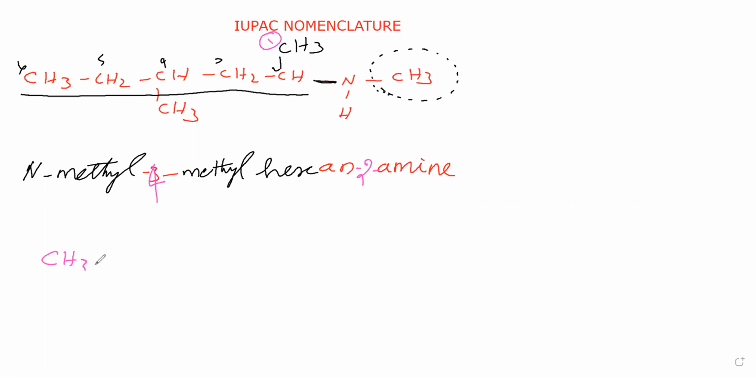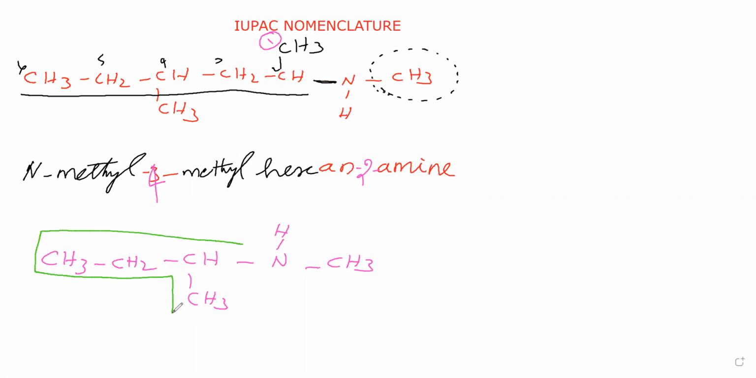Next compound we will take. We are taking CH3CH2CH3NHCH3. Like this compound we will take. For this, how to say the name, we will see. We will select a parent chain. This side is the parent chain. So now, for this parent, let us give numbering.